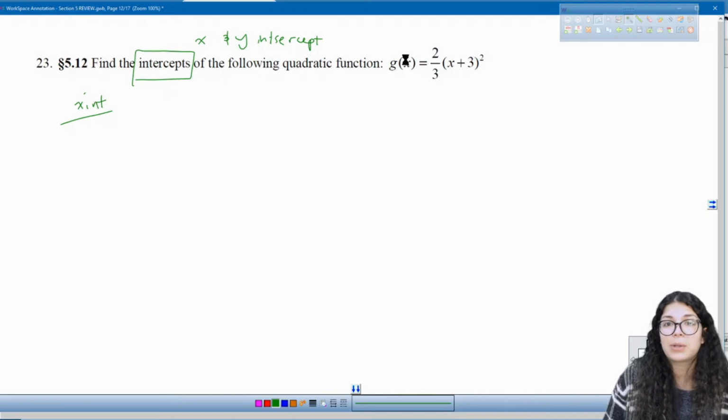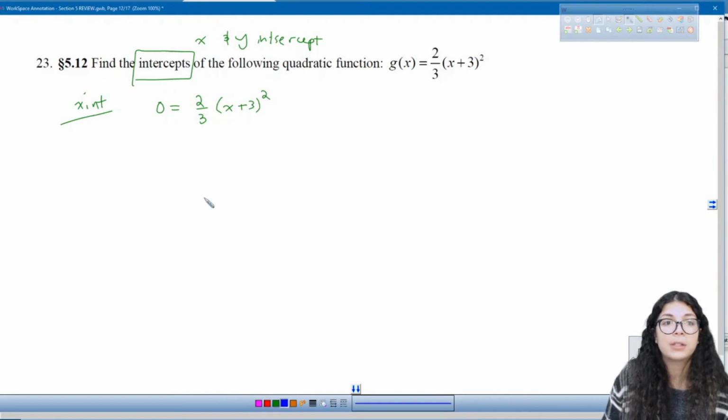To find the x-intercepts, we're going to set the y value to be 0 and then solve for x. So I'm going to set the y value, the output g of x, to be 0, and then solve for the x value. First I'm going to get rid of the fraction in front by multiplying by the reciprocal, 3 over 2. But 3 over 2 times 0 will just keep 0 on the left-hand side.